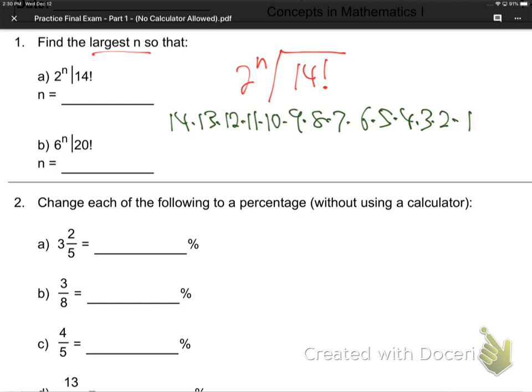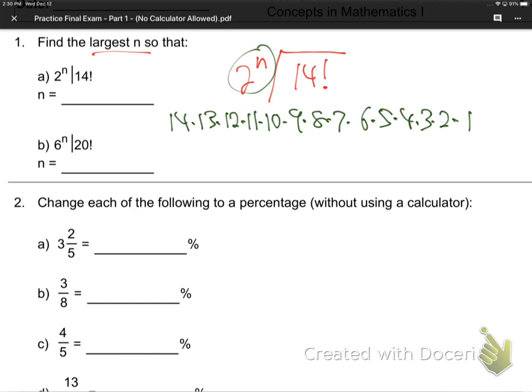And then how do I figure out the power n on 2 that'll make that work? How do I do that? Anybody remember? Find the stuff in them. Yeah, the primes, right. Prime factors, exactly.